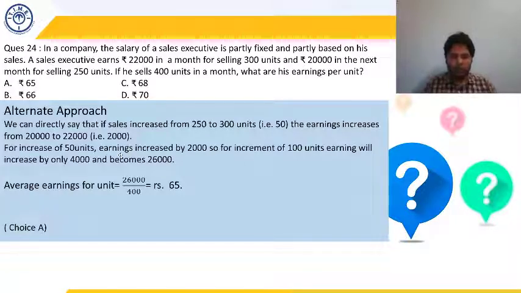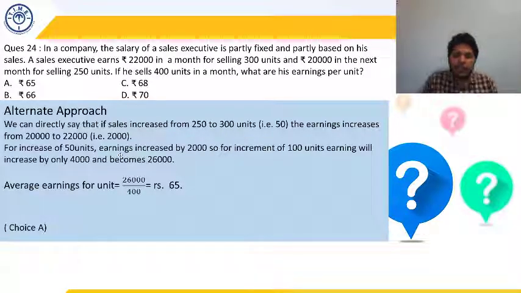For some of you who have not understood this method, what I have done is, I said that if I sell only 250 units, what is the amount of money I am getting? Only 20,000 rupees, right? If I sell 300 units, I am getting 22,000 rupees. Why is it increasing? Because the sales are increasing. From 250 to 300, there is an increase of 50 units in the sales, and the earnings went from 20,000 to 22,000. So earnings increased by 2,000 if sales increase by 50 units.